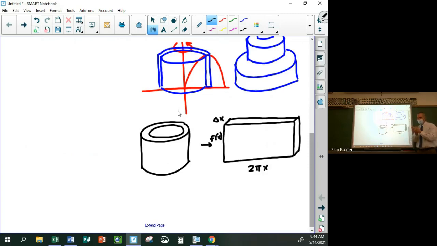If you take thinner and thinner rectangles, you get a better estimate. Same thing here. If you take thinner and thinner cylindrical shells, you get a better estimate of the actual volume. Does everybody understand the concept?